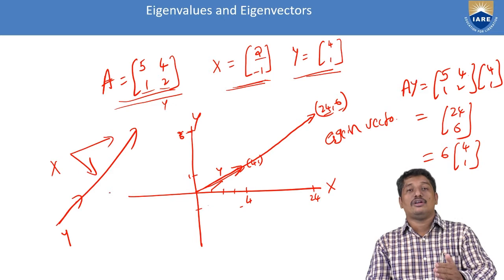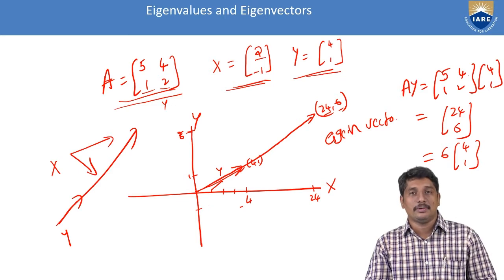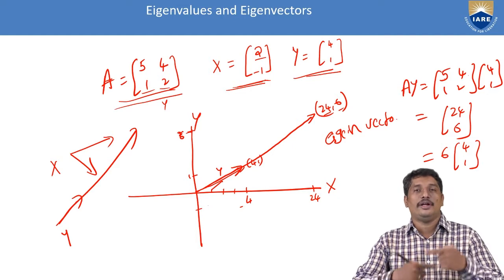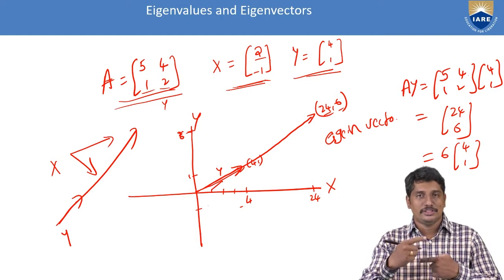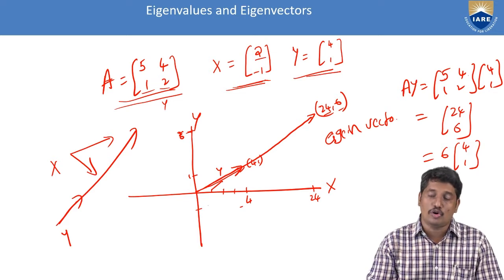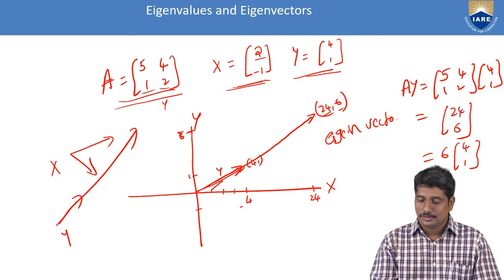So an eigenvector of a matrix A is nothing but a vector which doesn't change its direction even after being multiplied with A. Even after multiplication with A, it doesn't change its direction. That kind of vector is called an eigenvector. And now, what is an eigenvalue?